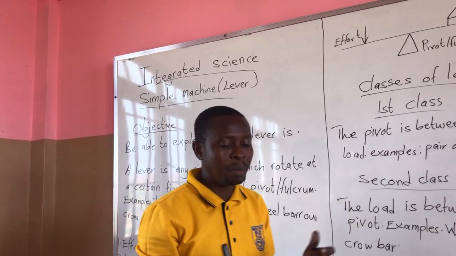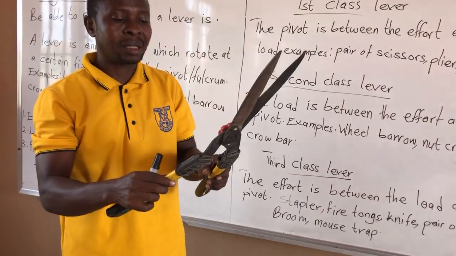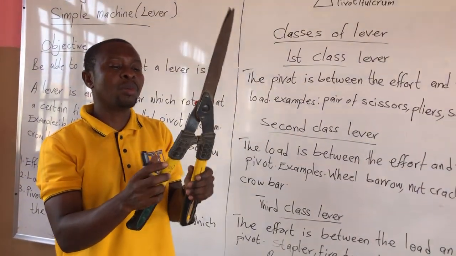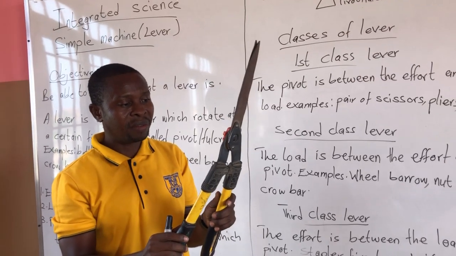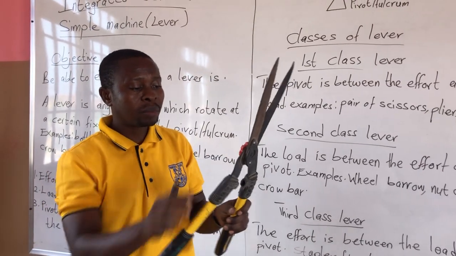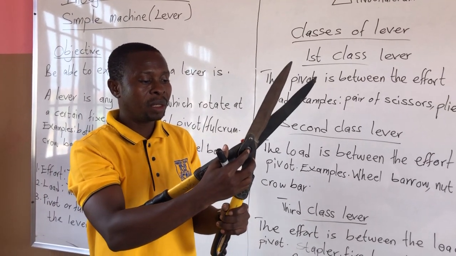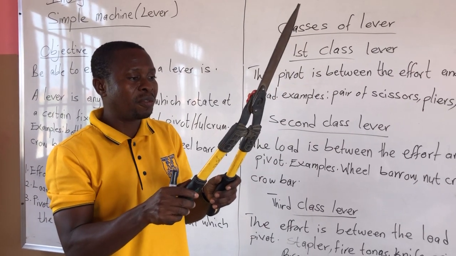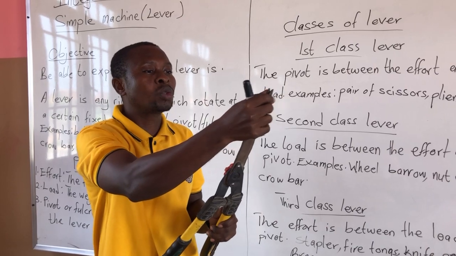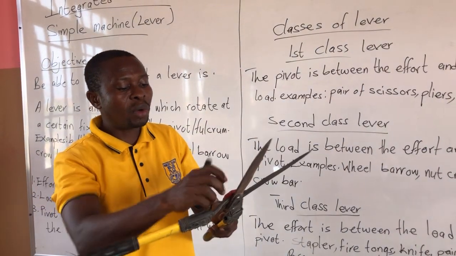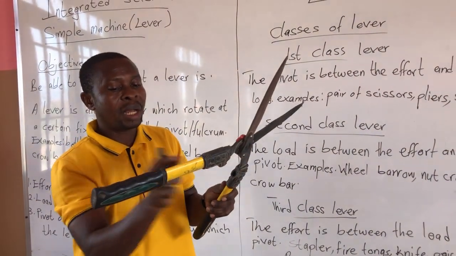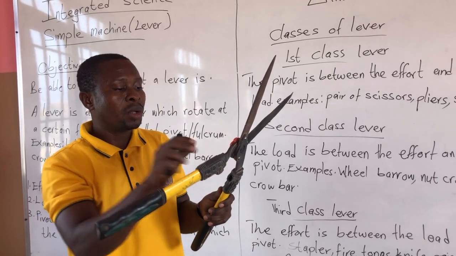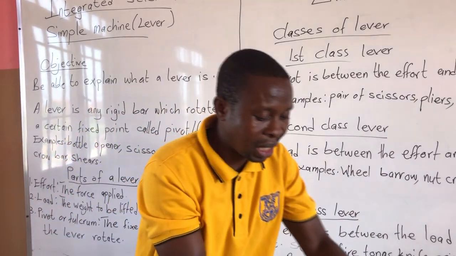We are saying that the pivot is the point at which the turning occurs. So when we look at this, here is an example of a first class lever. Why? Because this is the pivot. It is between the effort, the handle where I apply the force, and the load, where it will work. So the pivot is between the load and the effort. So it's an example of a first class lever.